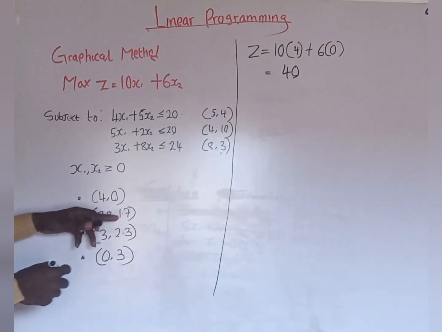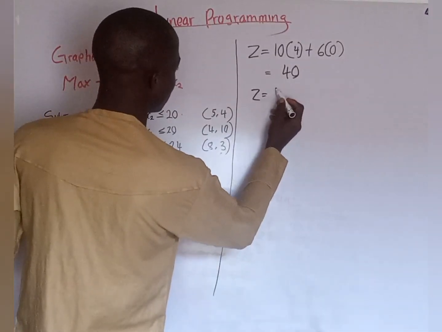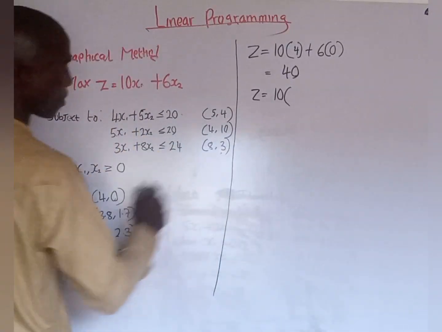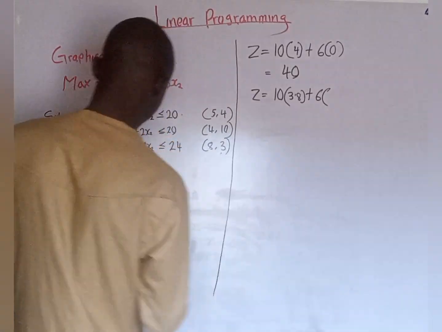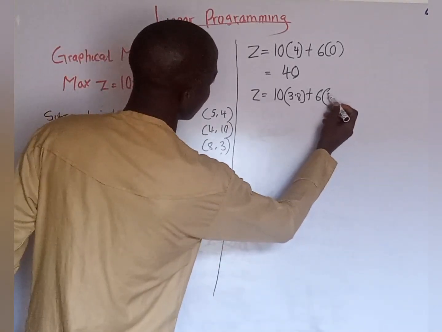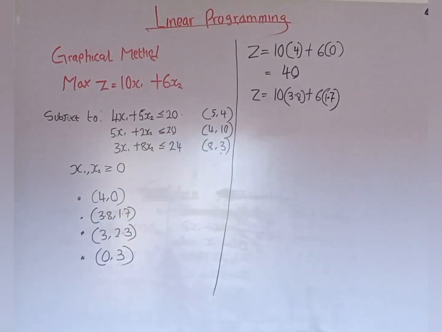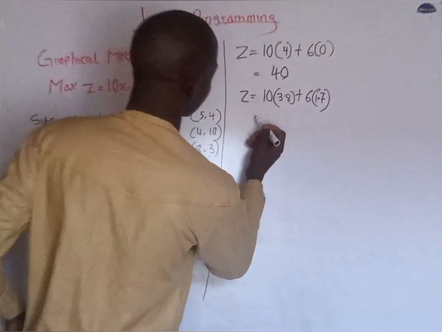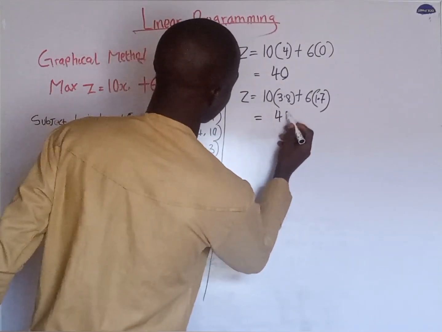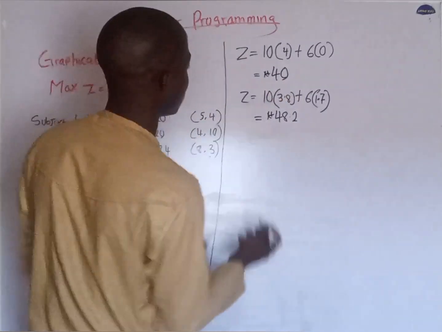When x1 and x2 are 3.8 and 1.7 respectively, what's the value of z? Z is equal to 10 times 3.8 plus 6 times 1.7. If you punch your calculator, you are going to get 48.2. Let me put naira, or any units that they give you.